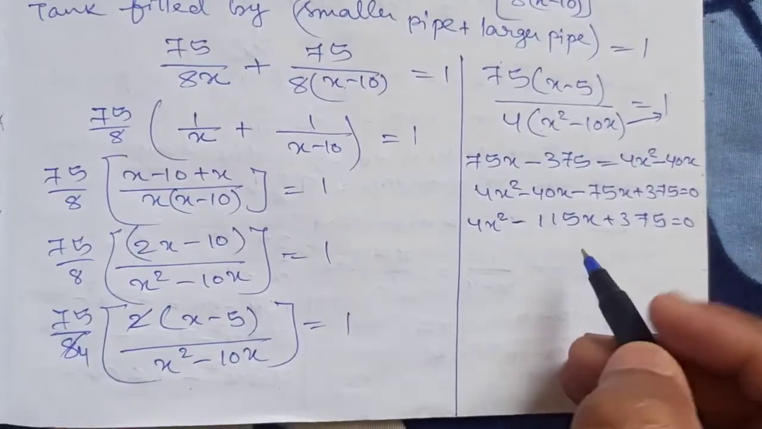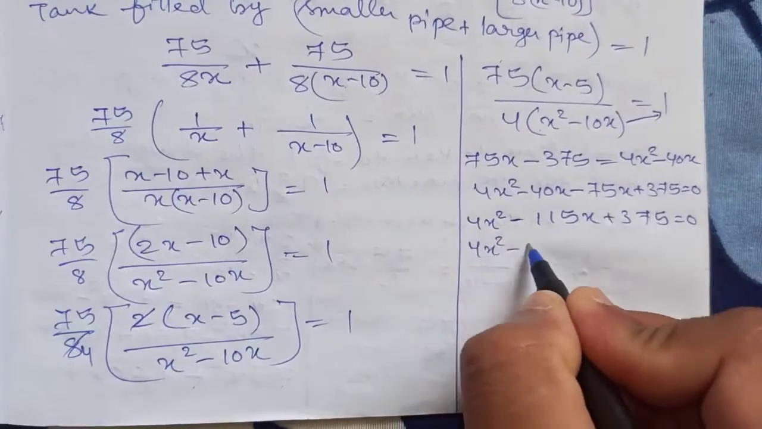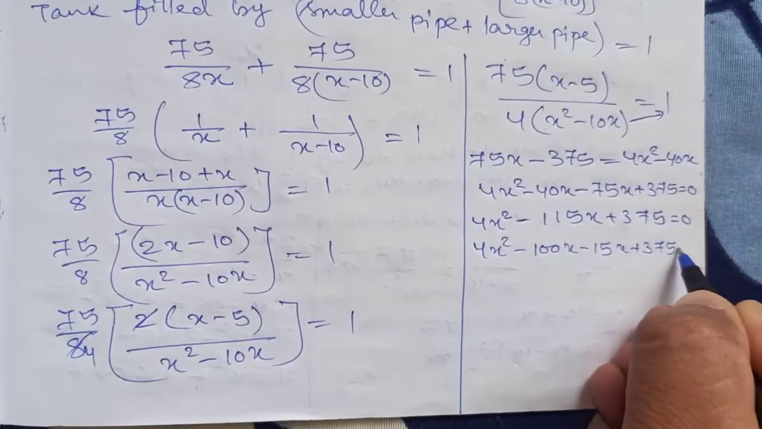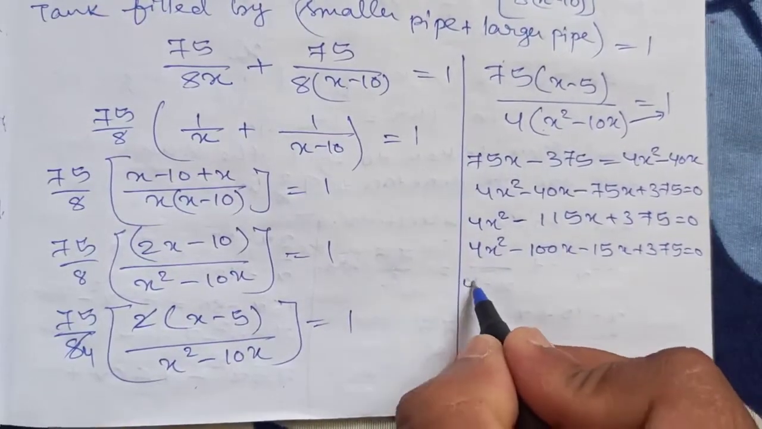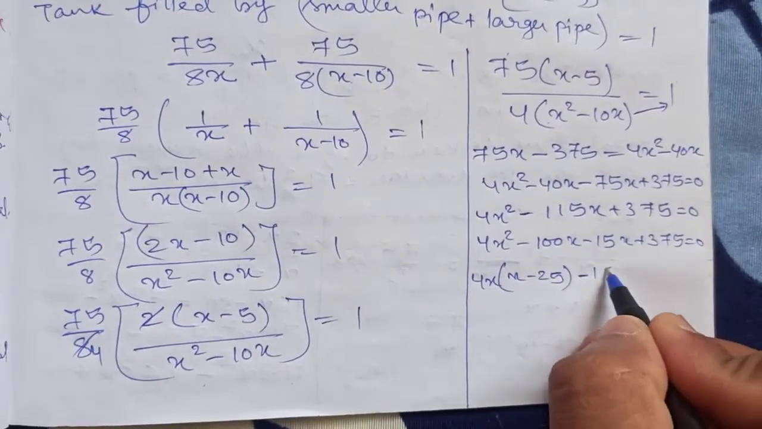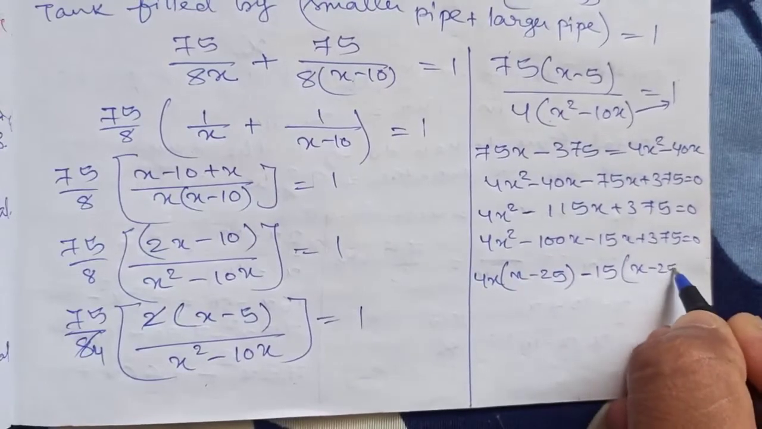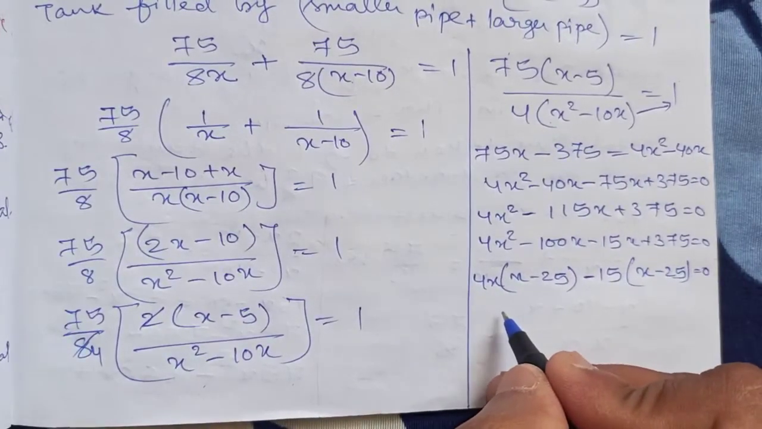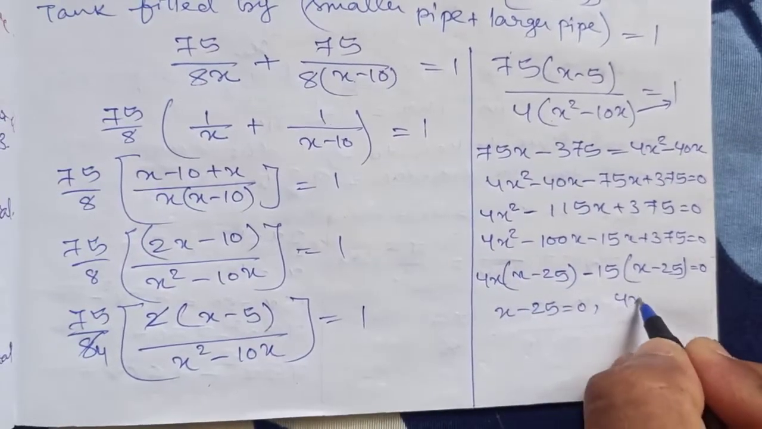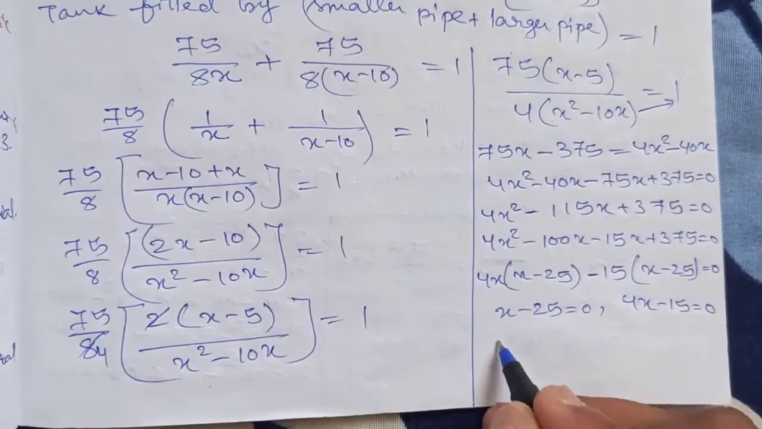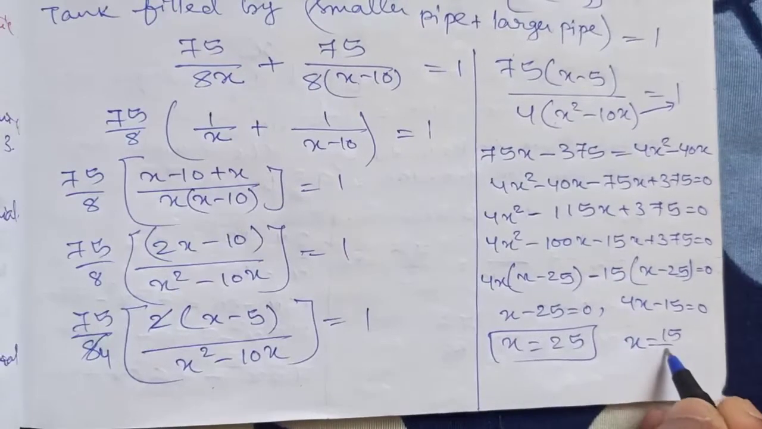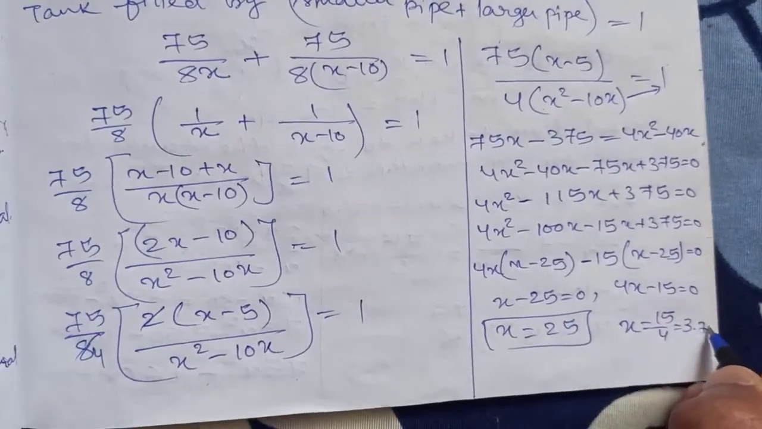Okay, now we have to split the middle term. The middle terms will be 4x square minus 100x minus 15x plus 375 equals 0. Between these two take out 4x common, we will get x minus 25. Between these two take out 15 common, we will get x minus 25. Okay, so the terms are x minus 25 equals 0 and 4x minus 15 equals 0. That means x equals 25 we will get and x equals 15 by 4 we will get. That is, when we divide, we will get 3.75.